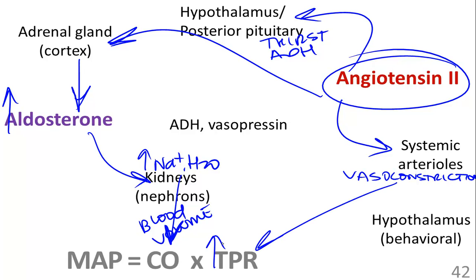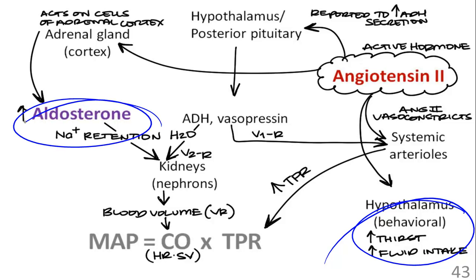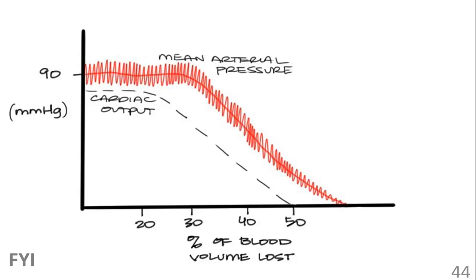And that can help increase our TPR. Okay. So there I have thirst and fluid intake. Ang2 can do that. Ang2 can increase aldosterone. Ang2 can vasoconstrict those systemic arterioles. I just threw this in there for your information.